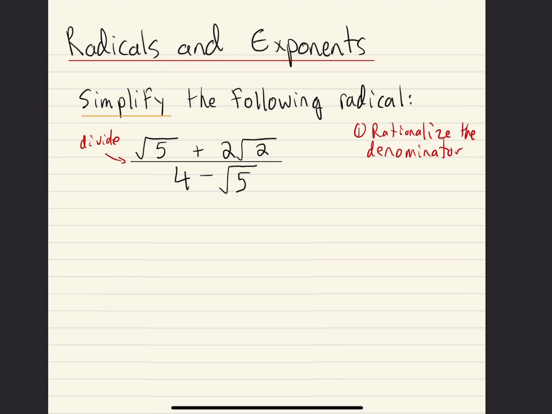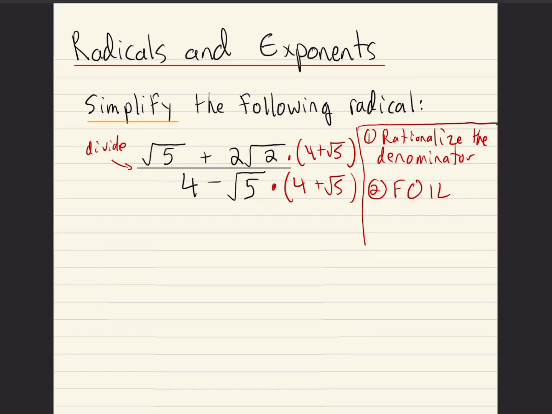Now what that means is that I'm going to multiply both the denominator and the numerator by the conjugate of the denominator. Now the conjugate means the opposite. So you see here where it reads 4 minus root 5, it's going to be 4 plus root 5, and I'm going to multiply both the numerator and the denominator with that conjugate.